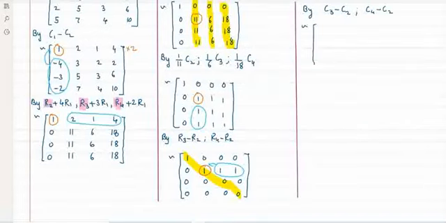You have to complete the calculations. Column transformation, that's why I will represent the matrix column-wise. 1, 0, 0, 0. Second column also no change: 0, 1, 0, 0. Now these two columns are identical, and when you take the subtraction, 0 minus 0, 1 minus 1, 0 minus 0, 0 minus 0. Similarly, 0 minus 0, 1 minus 1, 0 minus 0, 0 minus 0.